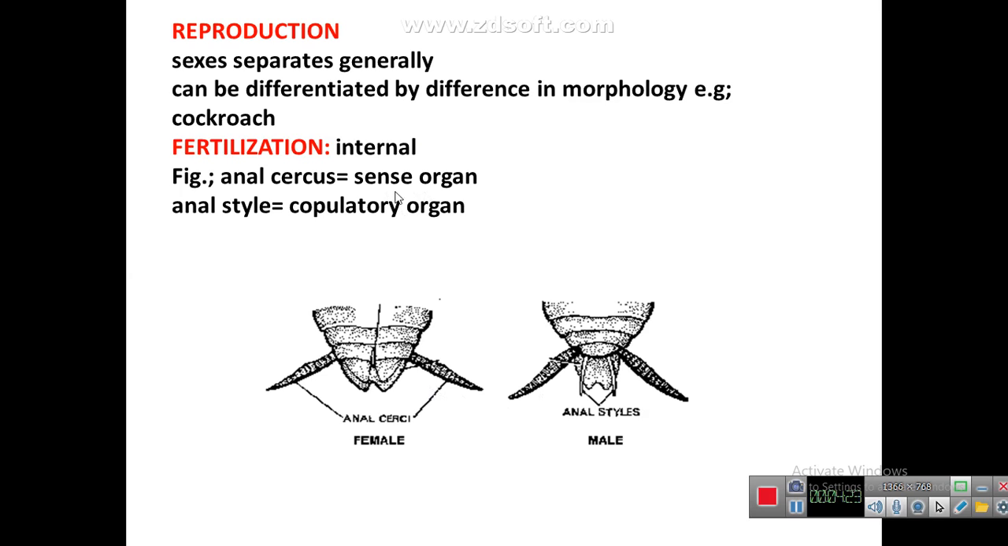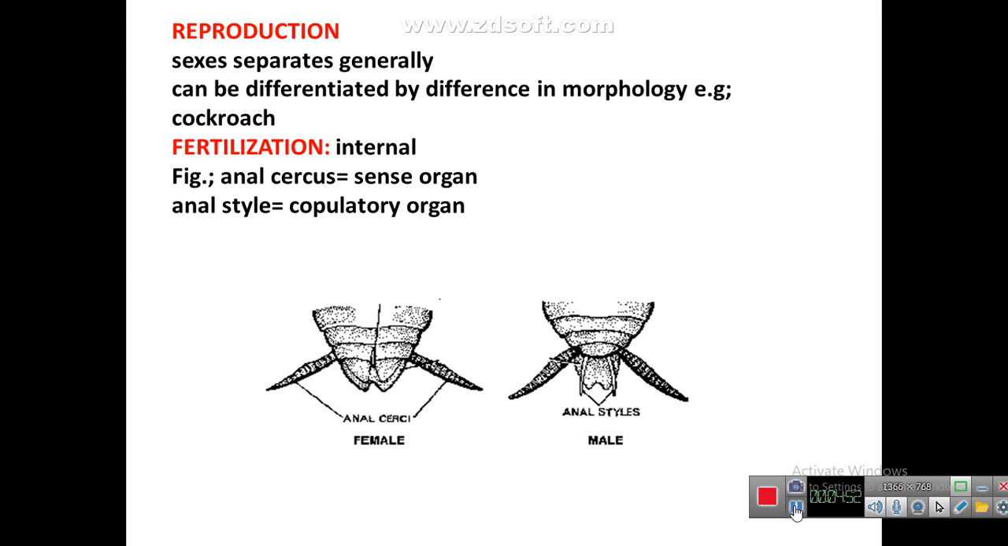These are the sense organs. While this structure is known as the anal style, it is present only in the male but absent in the female. Its function is as a copulatory organ, meaning it helps in the transfer of sperm to the body of the female. So by seeing the morphology, male and female cockroach can be differentiated. In female, anal styles are absent, in male, anal styles are present.